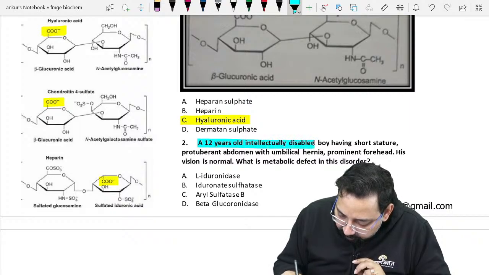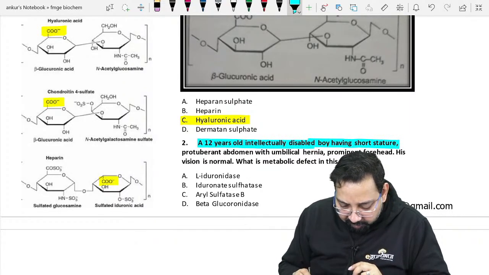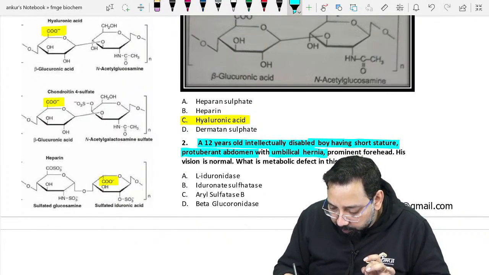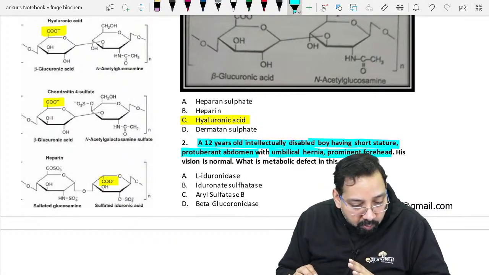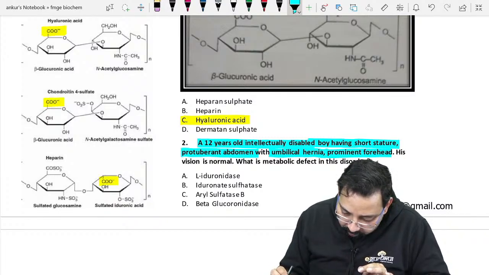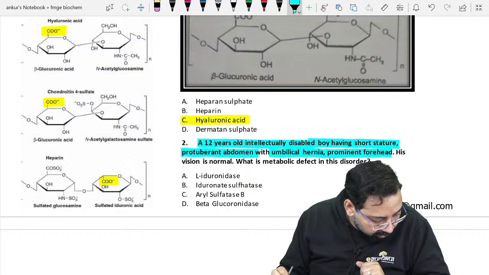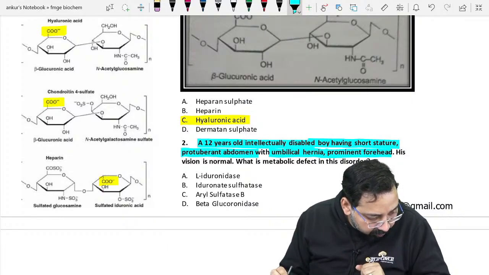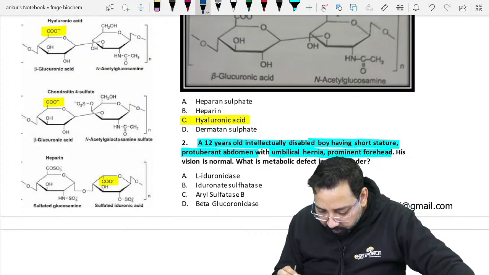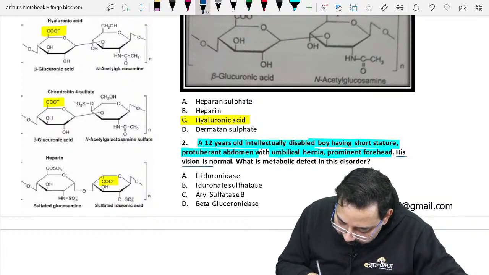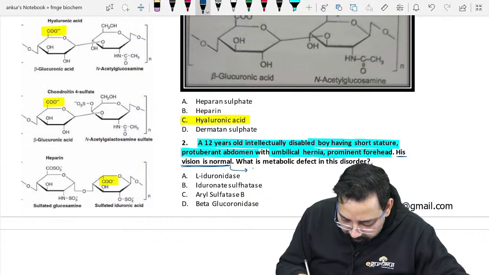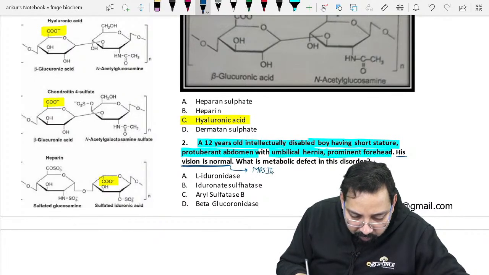A 12-year-old intellectually disabled boy having short stature. I told you short stature, protuberant abdomen, umbilical hernia, prominent forehead are all common in all mucopolysaccharidoses, and his vision is normal. Please revise your answer. His vision is normal, no corneal clouding, means MPS type 2.